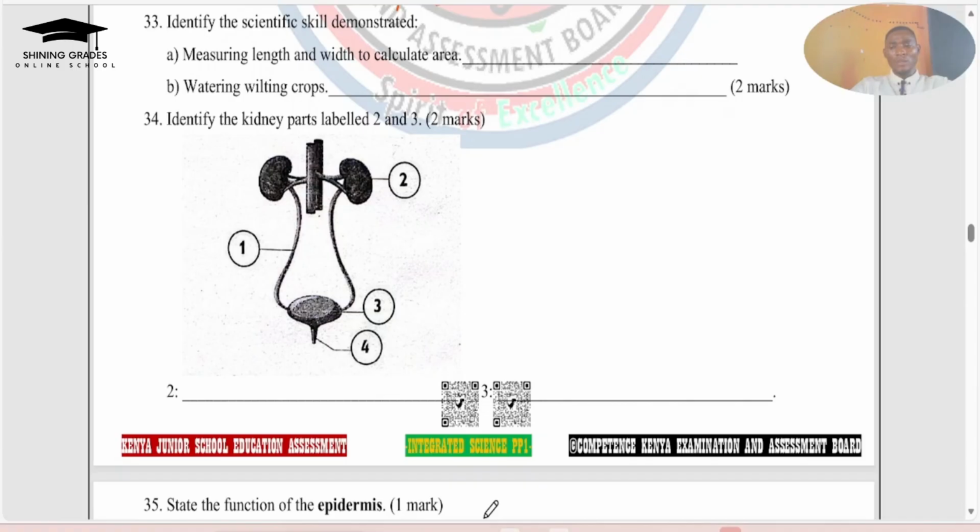So when you measure width or length, you obtain what we call the measurement skill or practical skill. Watering, weeding crops. Can talk of a skill like when you water crops, can do an observation or practical skill. Here you obtain observation skill or practical skill.